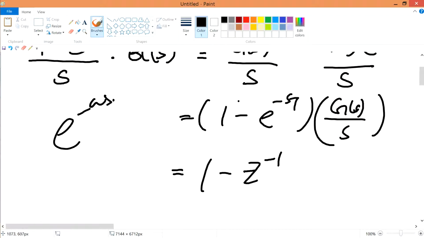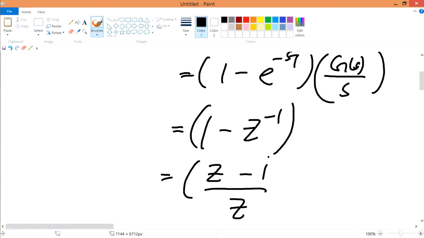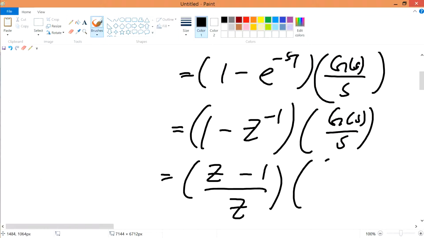Please take note that when you see e to the minus sT, where T is the period, it becomes z to the minus 1. This is just telling you that you are lagging. If you elaborate this one, you'll have (z minus 1) over z. We have shown you this before in the previous video, while your transfer function you can elaborate by yourself.